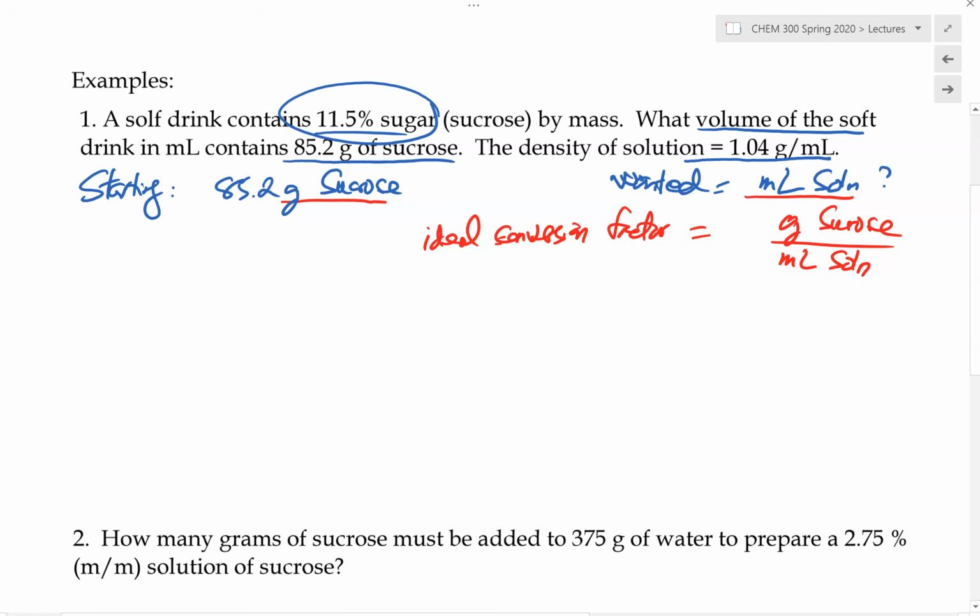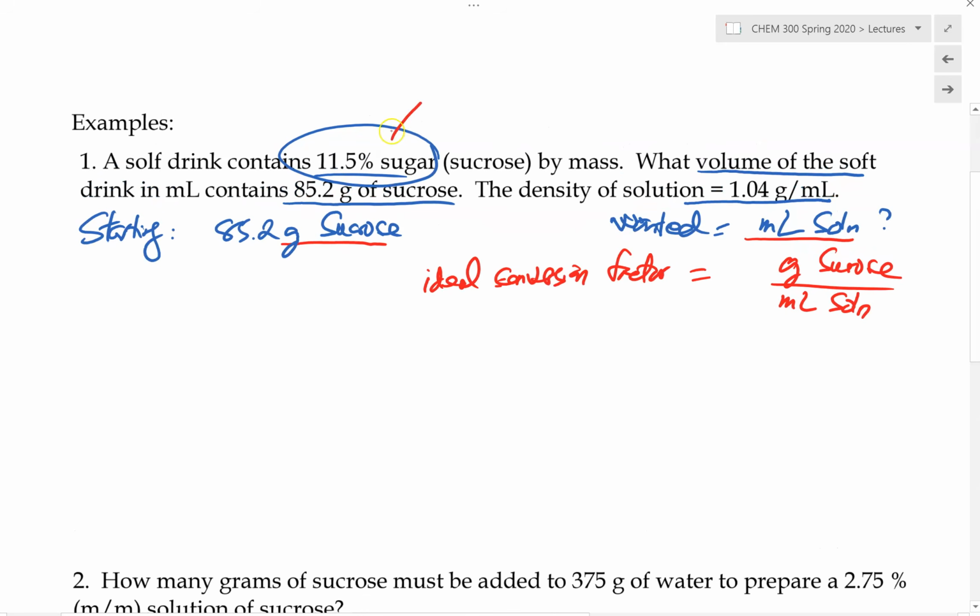And therefore, we now go to the problem and look for that piece of information right there. So here in this case, it is percent by mass. Whenever we see a percentage, we know that we can use that as a conversion factor. Let's see if this is the right conversion factor that we are looking for. In this case, we see 11.5% sugar by mass.